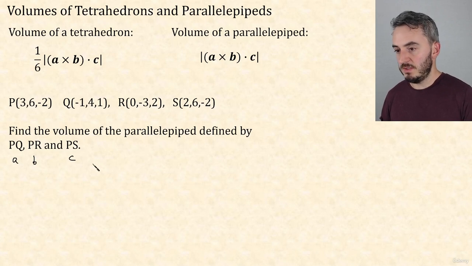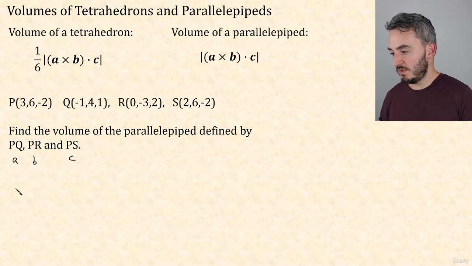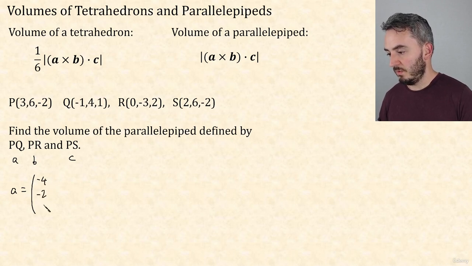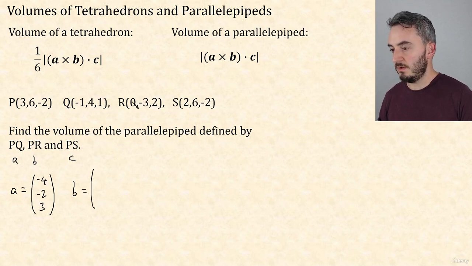Okay, so all we need to do now is work out what A cross B is. So what is our vector A? It's PQ, so it's the coordinates of Q minus the coordinates of P. So -1 minus 3 is -4, 4 minus 6 is -2, 1 minus -2 is 3. And our B here is PR. So coordinates of R minus coordinates of P, -3, -9, and 4.